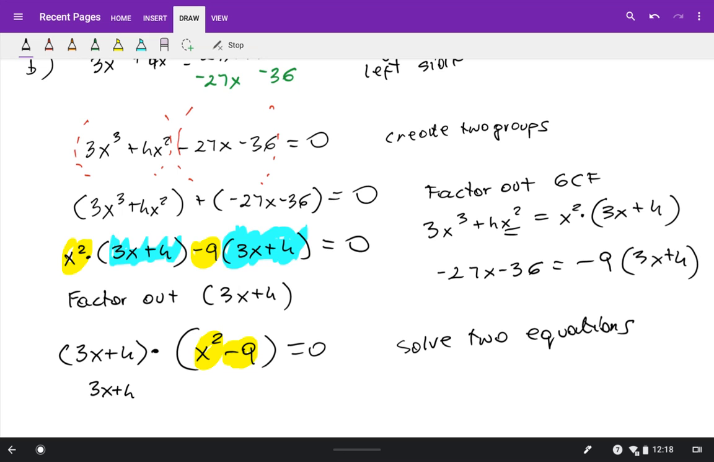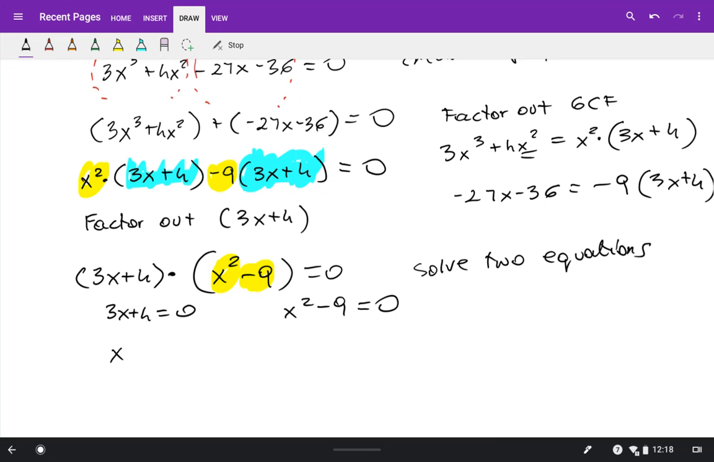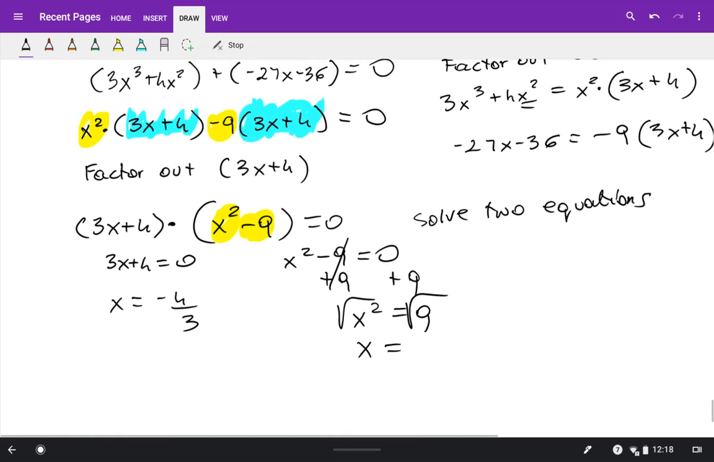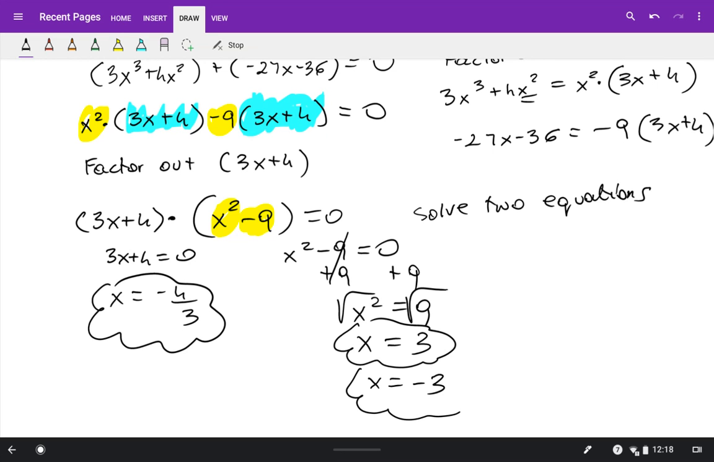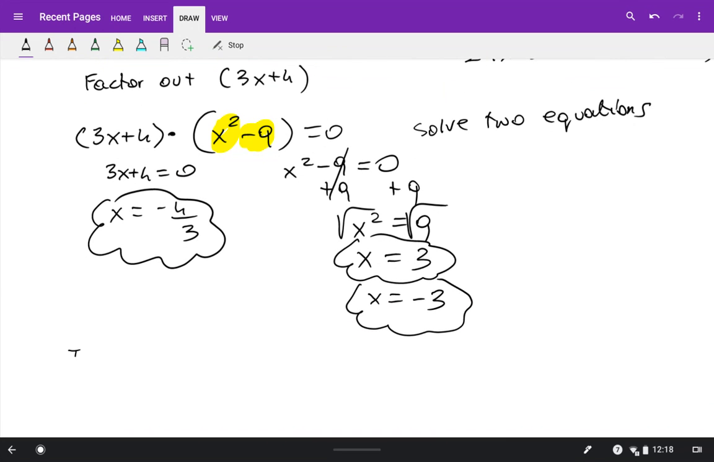And now you're just going to solve two equations. 3x + 4 = 0 and x squared - 9 = 0. So here you end up with x = -4/3. To solve this quadratic, add 9 to both sides, you have x squared = 9, and just take the square root. The square root of 9 has two solutions, 3 and -3. So we have 3 solutions also in this problem. So the solution set is -3, -4/3, and positive 3.